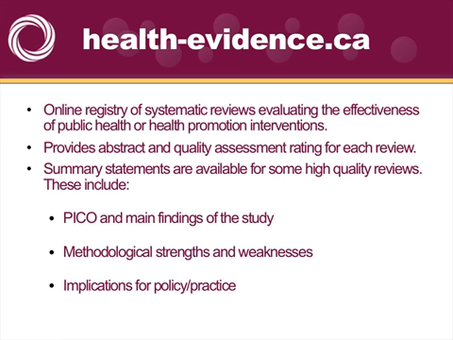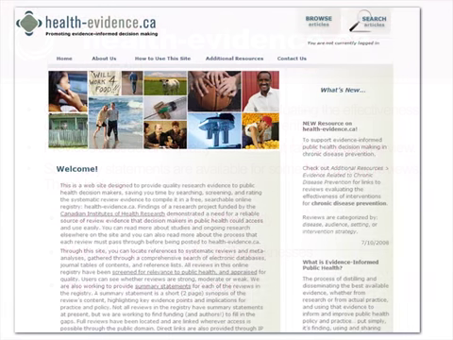Then they give you implications for policy and practice. So the summary statement can give you 2 or 3 pages, the real nuggets of information of what's important from the systematic review for you to pay attention to in public health in Canada.